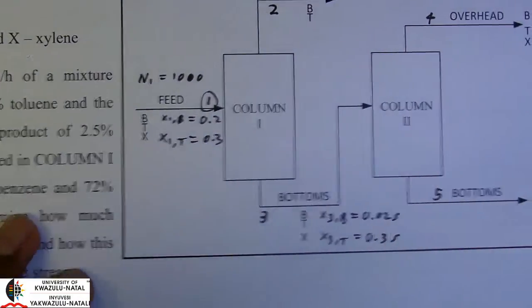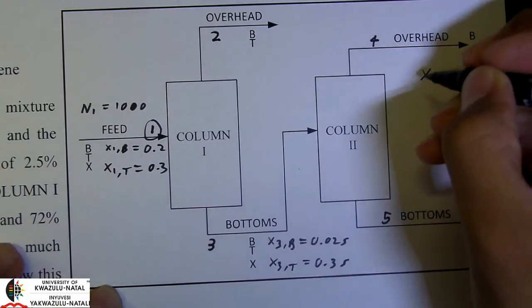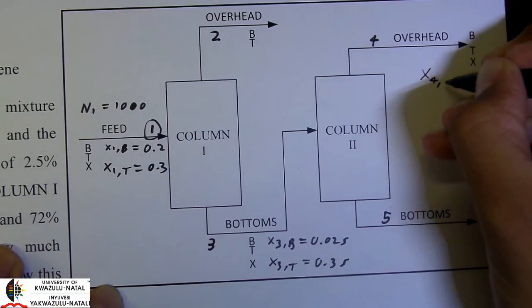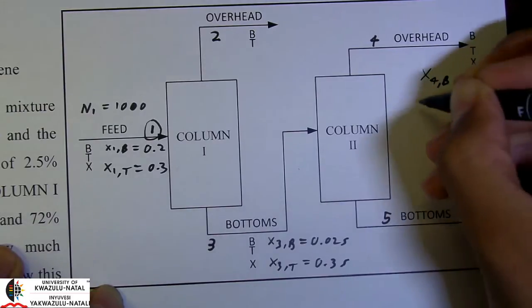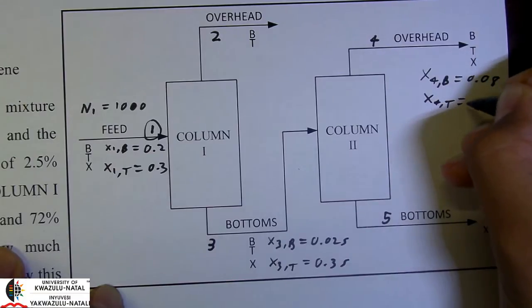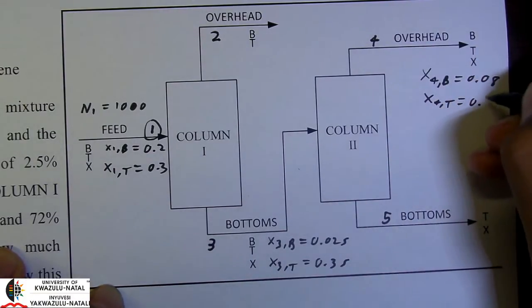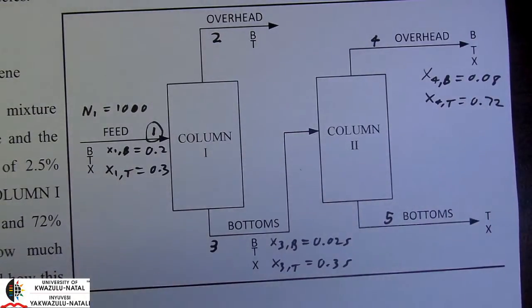We are thereafter told that column 2 has 8% benzene and 72% toluene. So let's look at the overhead product for column 2. X4B is 0.08 and X4T is 0.72, and the rest will be xylene, of course.